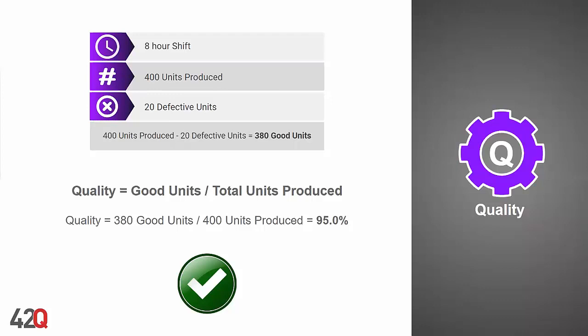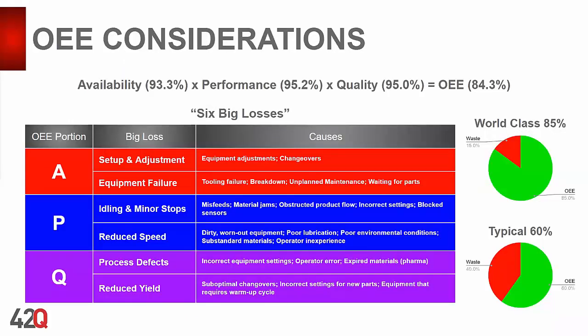So to get our quality metric, or our quality factor, we're going to take the good units and we're going to divide that by the total units produced. So in this case, our 380 good units divided by our 400 total units, and that's going to give us a 95% quality rate. Again, another good number. So those are our 3 different factors that are going to go into OEE. So now we'll take a look at calculating this.